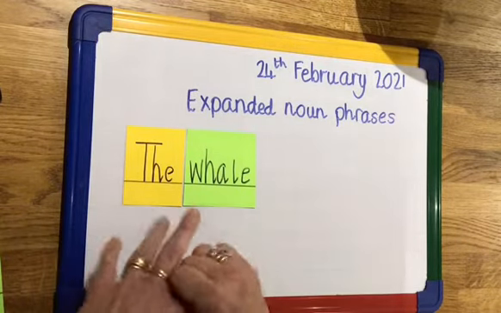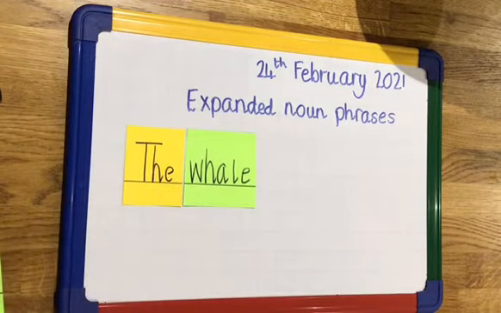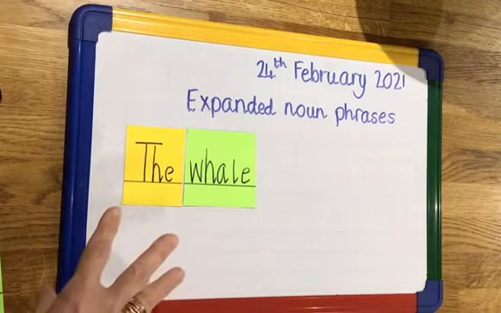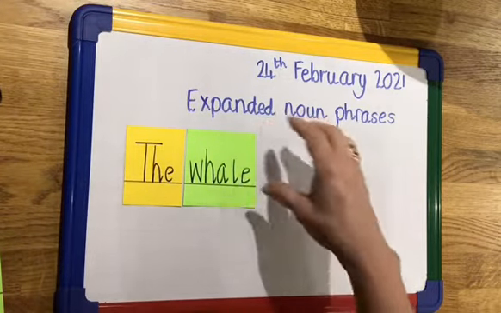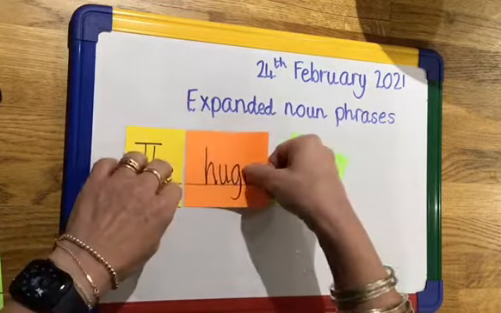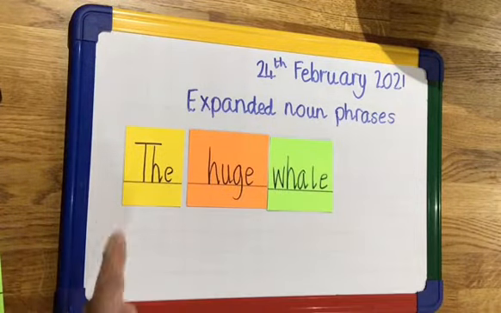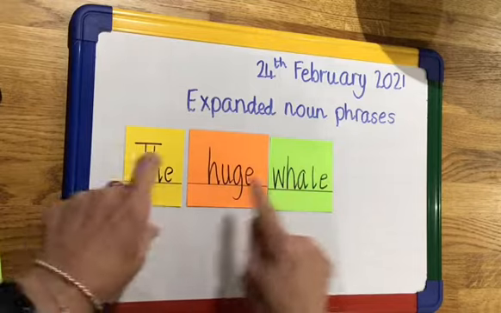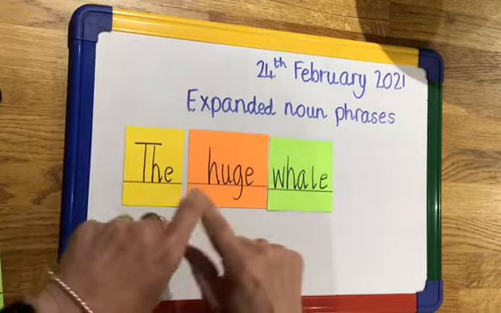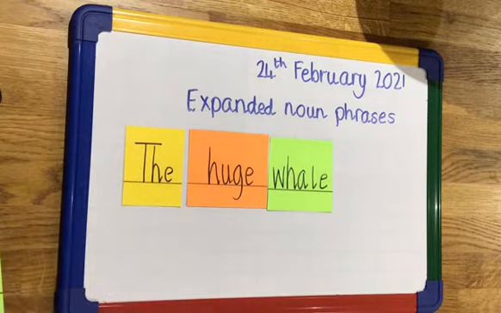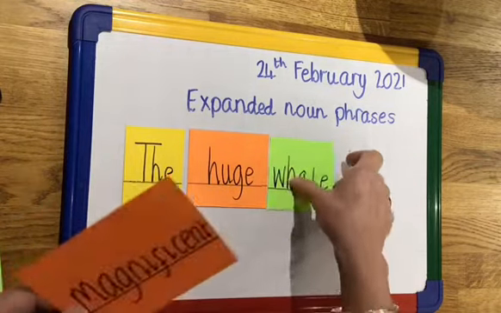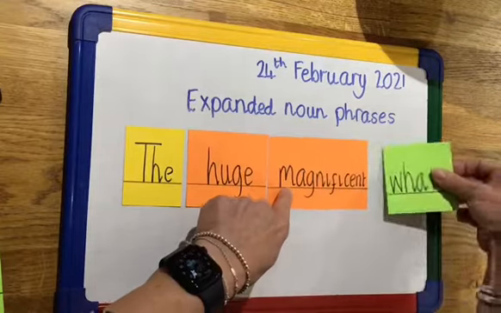So I could add some adjectives in front of the word whale. So let's think. It's a big whale, so let's go for the huge whale. All of a sudden now, children, my noun phrase has become bigger. I've expanded it. I've made it bigger by adding in an adjective. I could, of course, add in two adjectives. So here I have the huge, magnificent whale.